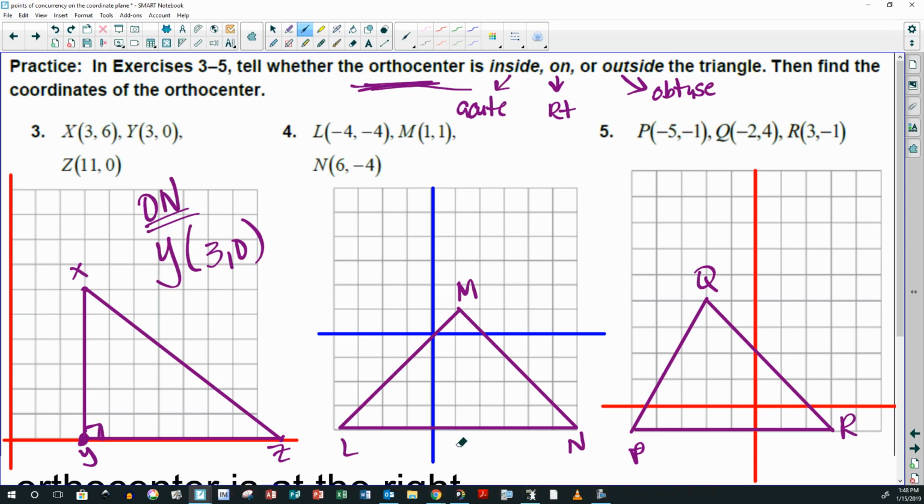So this one, the bottom, obviously the slope is 0. All horizontal lines have a slope of 0. There's no question to ask. LM, so I'm going to go 1, 2, 3, 4, 5. 1, 2, 3, 4, 5. So 5 over 5 gives me a slope of 1. MN, 1, 2, 3, 4, 5. Backwards, 1, 2, 3, 4, 5. So that's 5 over -5, which gives me a slope of -1. Well, since 1 and -1 are opposites, then I know the right angle is right here, which means my orthocenter is 1, 1. So it's on because it's a right triangle.